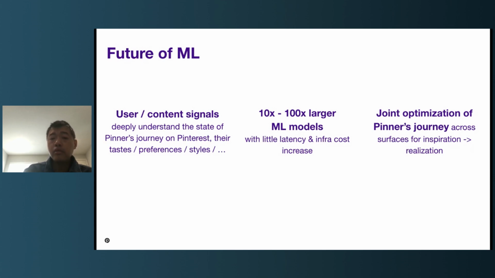What this means is we need to be able to share our signals, share the data. We need to be able to jointly consider where the Pinterest users are when they visit Pinterest, when they visit different surfaces. We need to think about where they are, like are they in the inspiration mode or are they in the realization mode? So we can serve them with the best experience of either the inspiring content, or the content they may want to purchase.